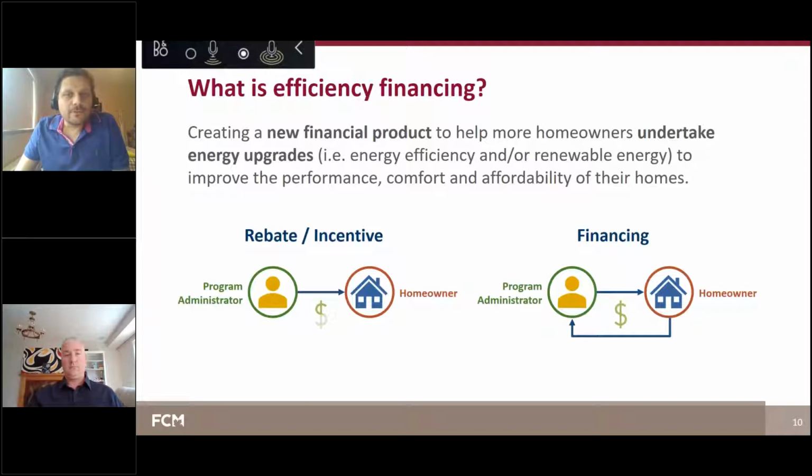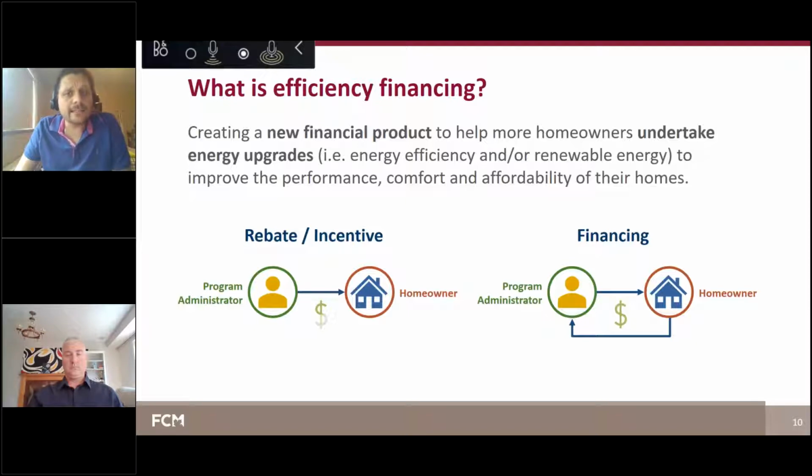So this breaks down into two categories. One is rebates and incentives, where a program administrator, perhaps a municipality or utility, directly incentivizes a certain technology or performance standard, let's say, for a home retrofit. So that's very much transactional, where a rebate is provided should you install a high efficiency furnace, for example.